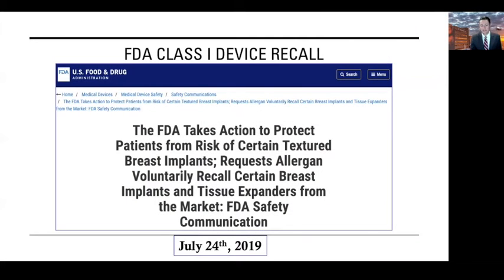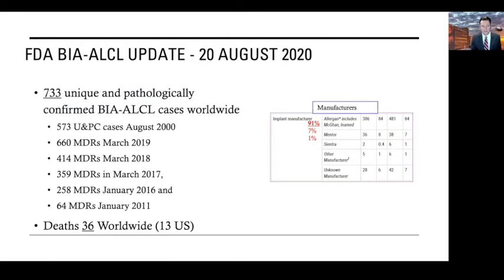Based on this, in 2019, on July 24th, the FDA performed a Class 1 device recall of Allergan textured implants. And the reason why was based upon the data that we had presented that breast implant ALCL can occur with patients with a textured surface breast implant. At the time, the FDA noted that there was 733 unique cases of breast implant ALCL cases worldwide, with about 30 in Colombia. And because of this, there's been 36 deaths worldwide.